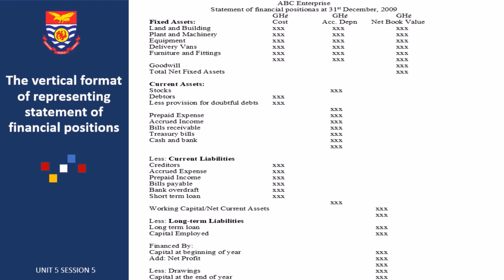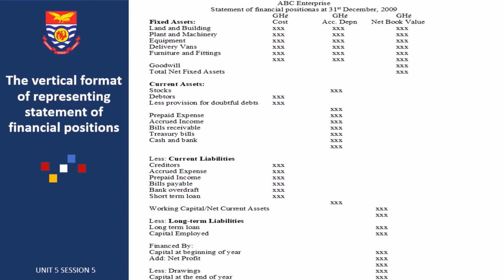Then we can have the capital employed. So the capital, in the case of a sole proprietorship, the capital at the beginning, we add net profit and we deduct drawings to arrive at the capital at the end. So it is expected that the total of the liabilities, that is the current liabilities and the non-current liabilities, and the capital, that is the capital at the end, should equate to the total of the assets, that is the current assets and then the non-current assets. This is one way of presenting it.